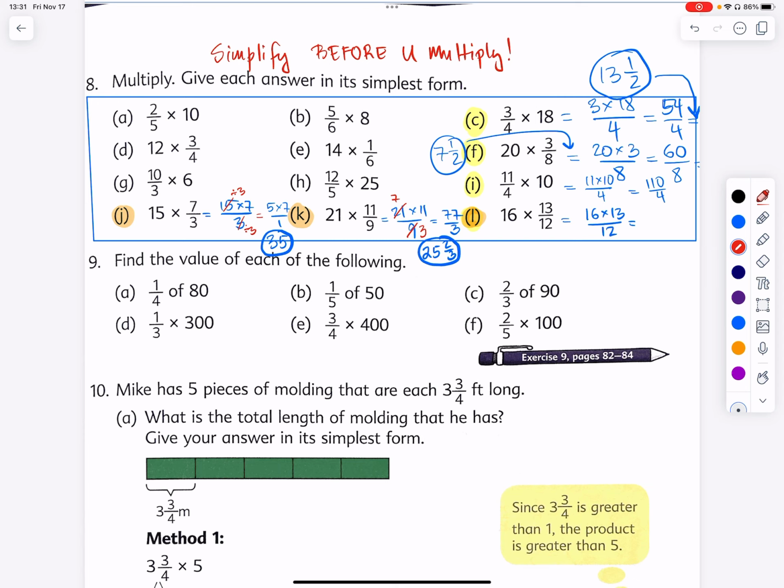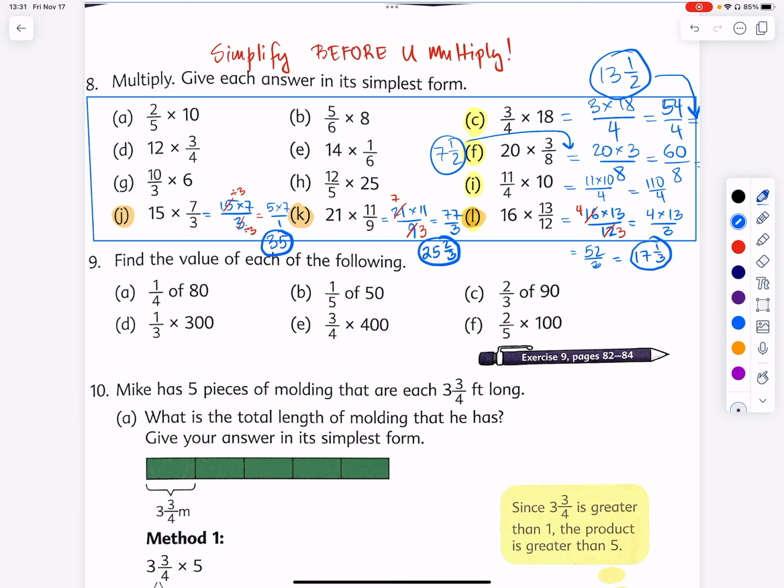Let's reduce this fraction. Let's cancel things out. Let's reduce by common factors. And of course, 16 and 12 are both divisible by 4. 16 divided by 4 gives us a nice 4. 12 divided by 4 gives us a nice 3. And we are reducing our job to 4 times 13 over 3, which is the same as 52/3, and it is 17 and 1/3.